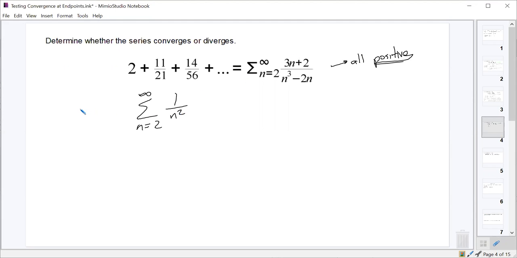So we're going to compare it to 1 over n squared. And what do we know about 1 over n squared? Does it converge or does it diverge?